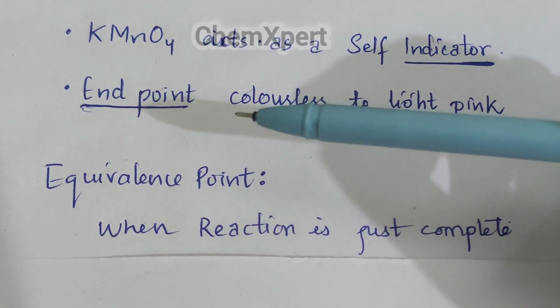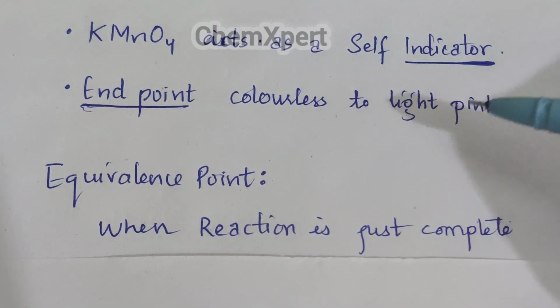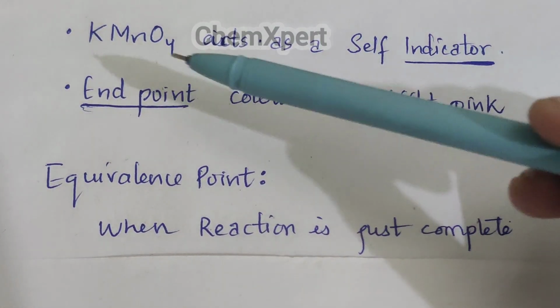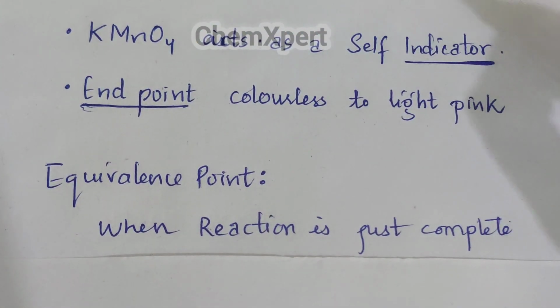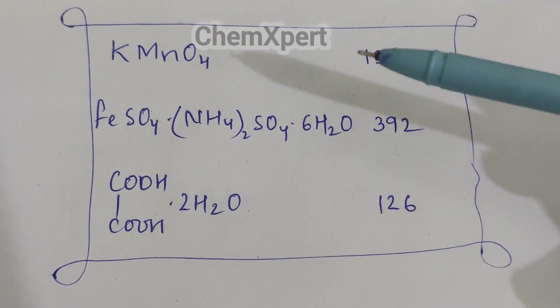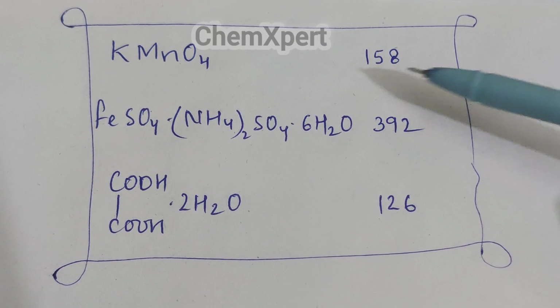And what happens at that end point? The colorless solution directly changes into light pink in color. And what is the reason behind this? Because KMnO4 acts as a self-indicator at that point. So these are the chemical compounds whose molecular mass you must know, that is KMnO4 having 158.